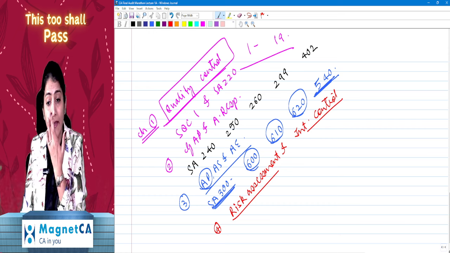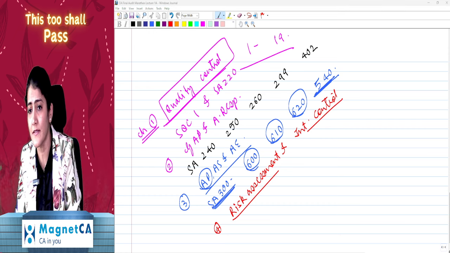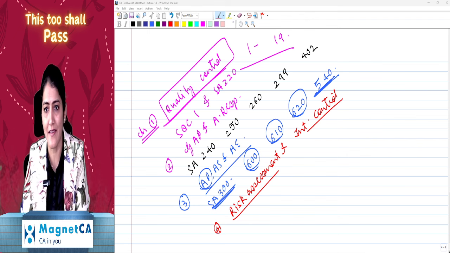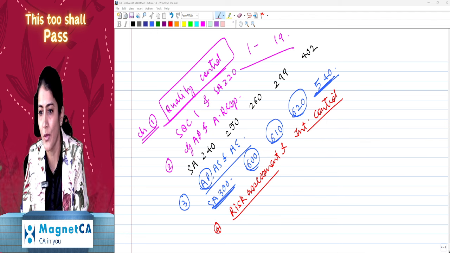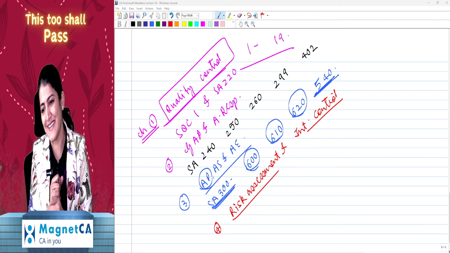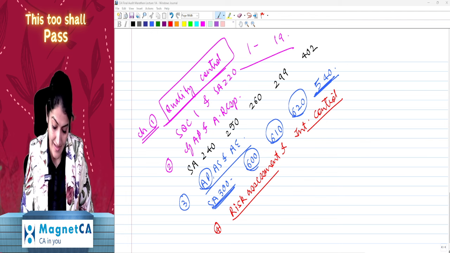Right, anybody, any guess? Risk assessment, where is it discussed? Will you tell me where risk assessment is discussed, or will you keep it to yourself? Okay. Risk assessment is discussed in SA.